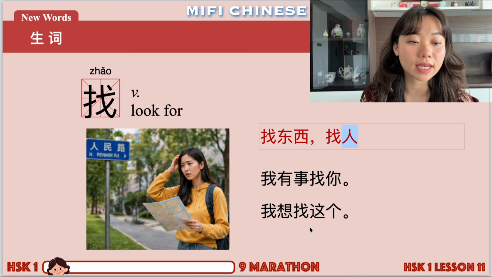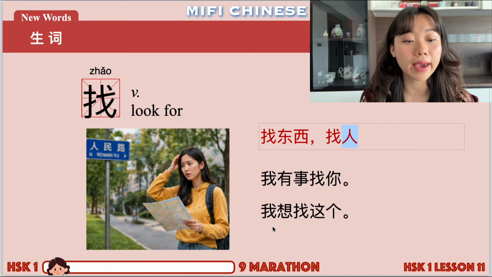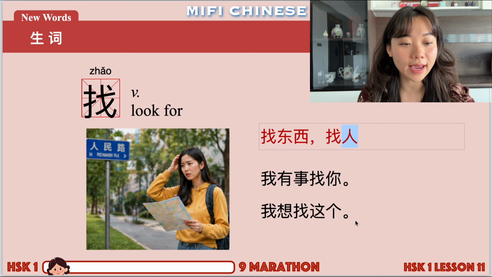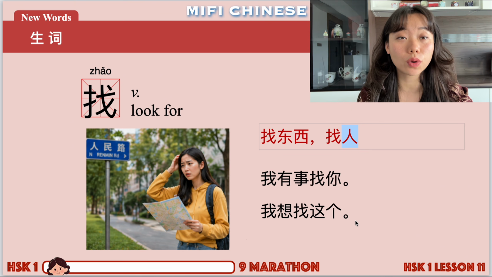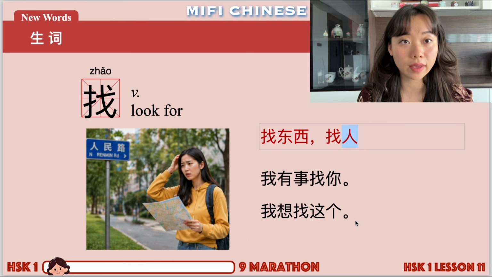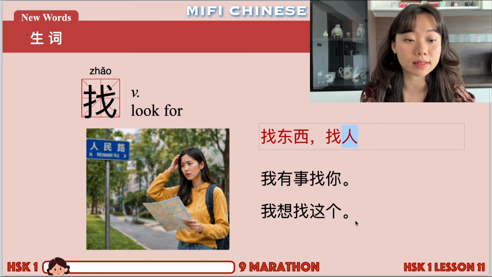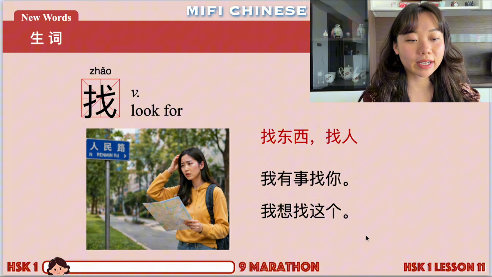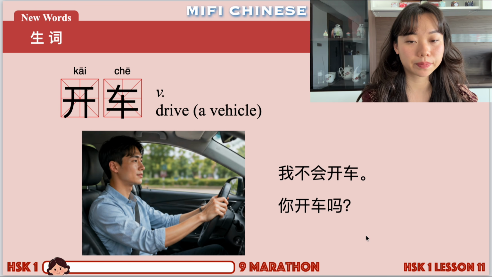Okay, next one. 我想找这个. 想, want to. I want to find this, right? For example, you can go into a store and say this to the shop assistant. Remember what the shop assistant is? We learned in lesson 10: 售货员, right? Or in a more casual way, you can say 服务员. So when you go into a shop and want to ask for something, you say to the 售货员, 我想找这个. I want to look for this. Can you help me find this? Okay, very good.